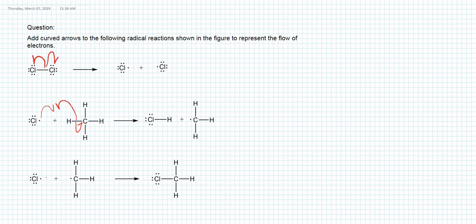And in the last step, we have to show bond formation between two radicals, and so chlorine and carbon have to be connected with a single bond. So we have to use again two fishhook, two half-headed arrows in between, which shows that there is going to be a bond formation between chlorine and carbon.